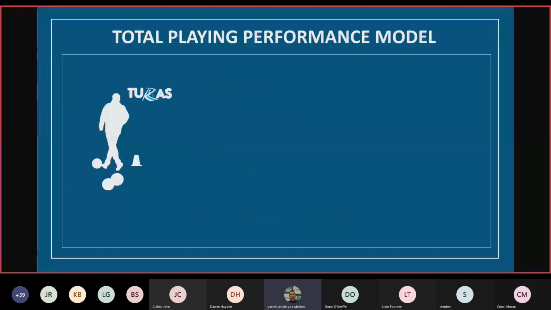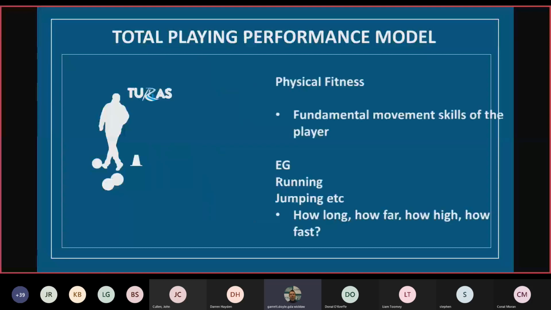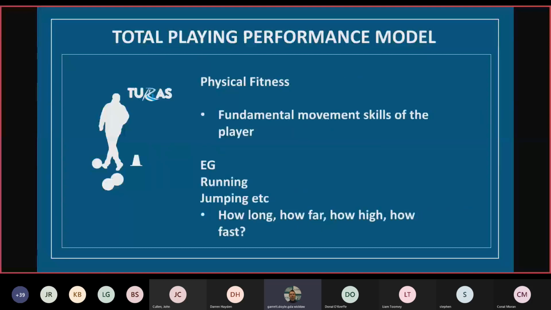The physical, particularly at this age, is more the fundamental movement skills of the player. So teaching them how to run better, teaching them how to jump higher, longer, faster, plus all the other ones you would have seen in the nursery, which goes into further detail on the card.